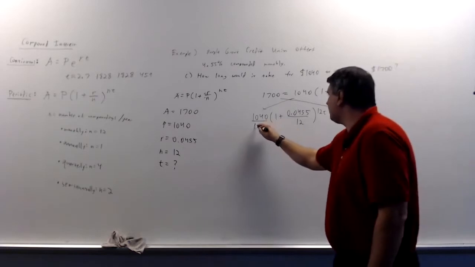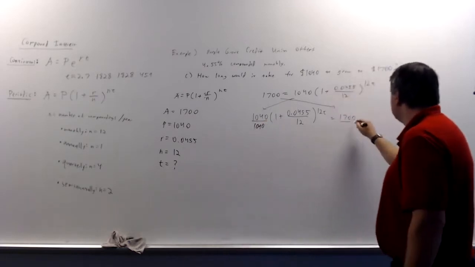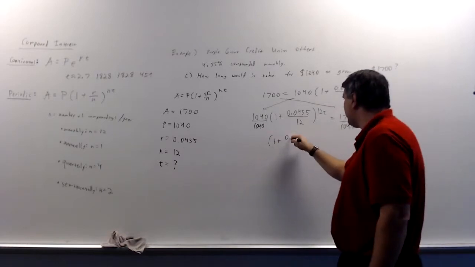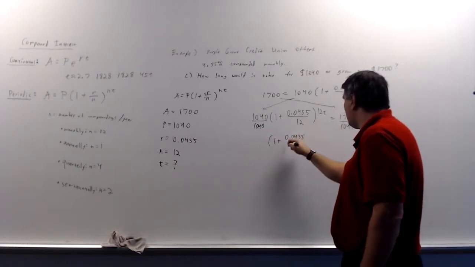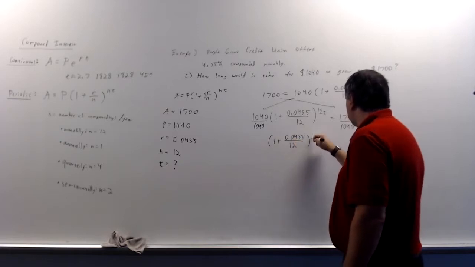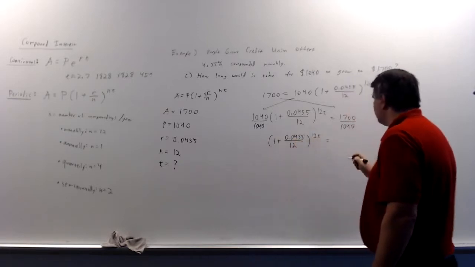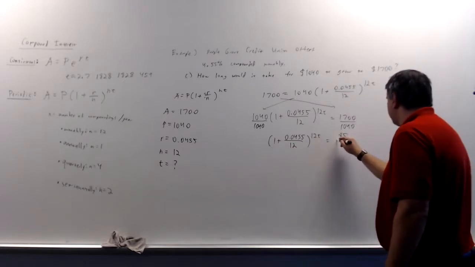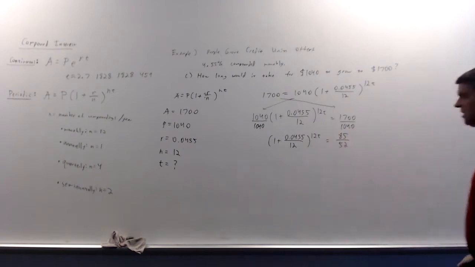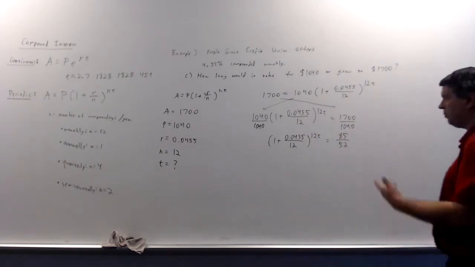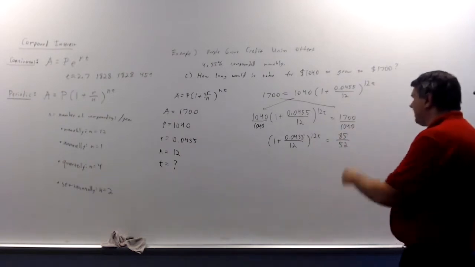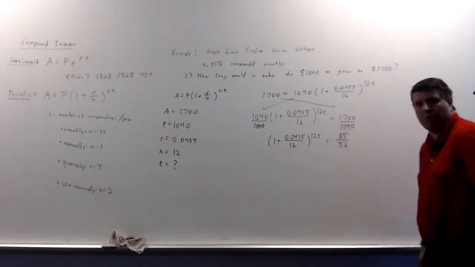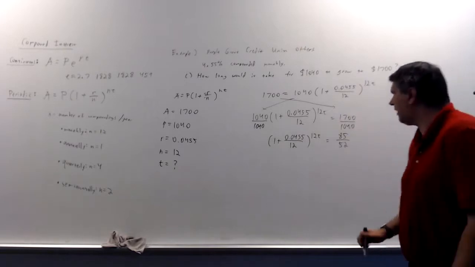Okay, divide off that 1,040, and we have 1 plus 0.0455 over 12 to 12t power equals 85/52. Any fraction capable calculator can tell you that. But where I originally got it from was I divided by 10 to cancel the zeros, and then both those two were divisible by 2. Okay, that's how I did it earlier.